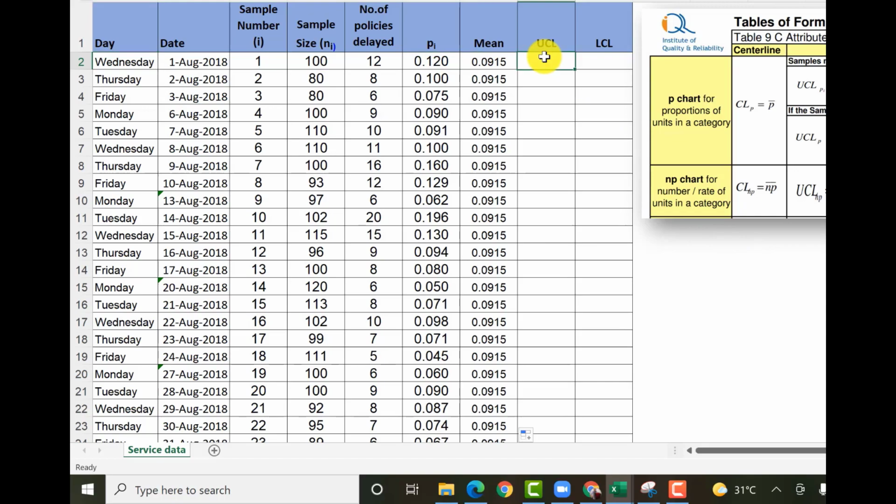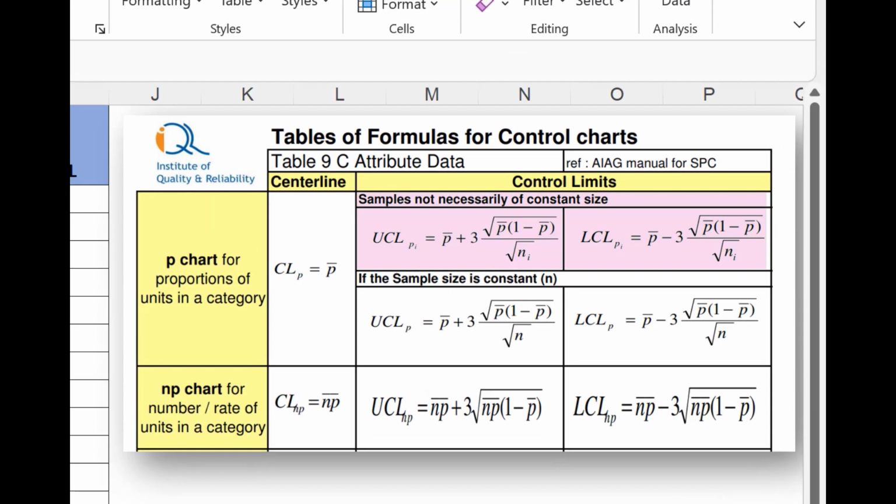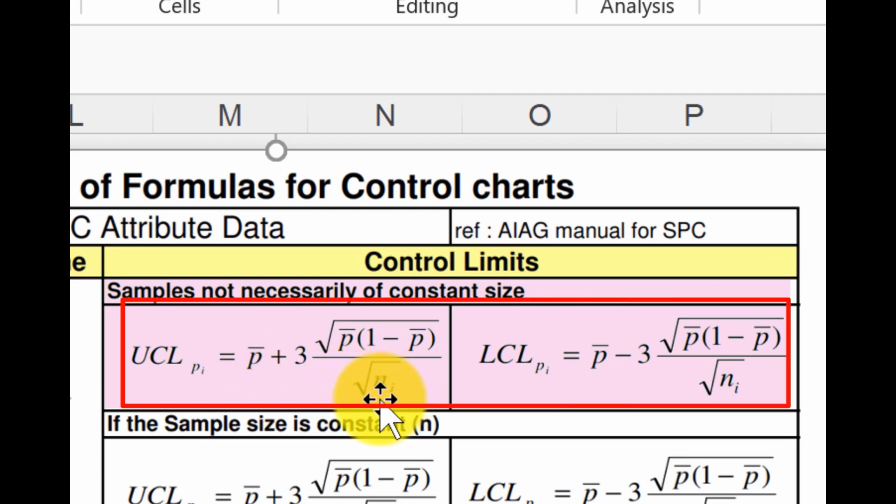Now we must calculate the upper control limit and lower control limit. Since the sample size is fluctuating, we use the P chart, and the formula in that case would be P bar plus or minus 3 square root of P bar into 1 minus P bar upon Ni. The denominator is the sample size on that particular day.